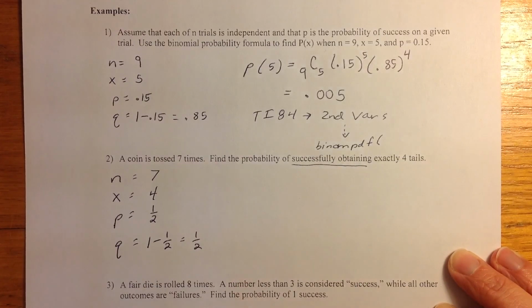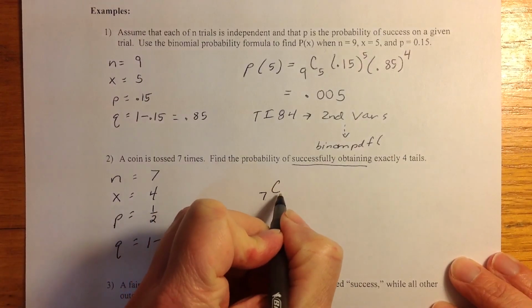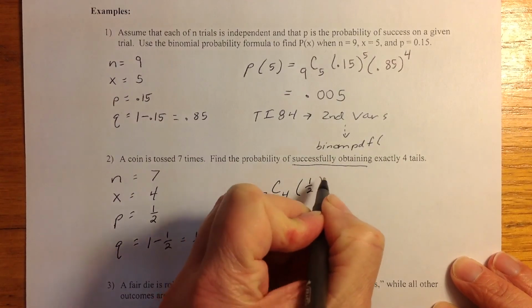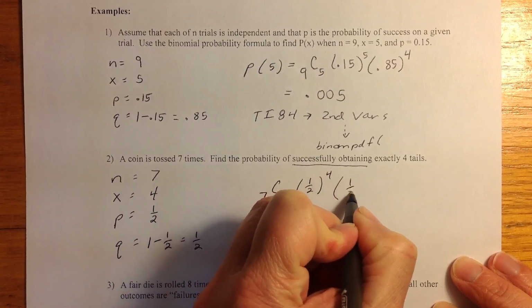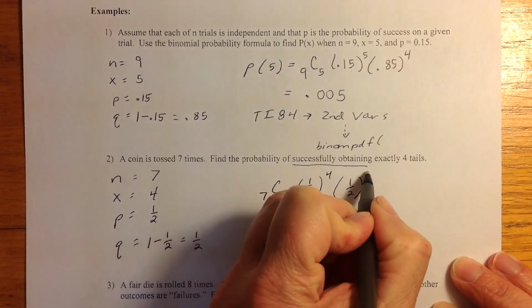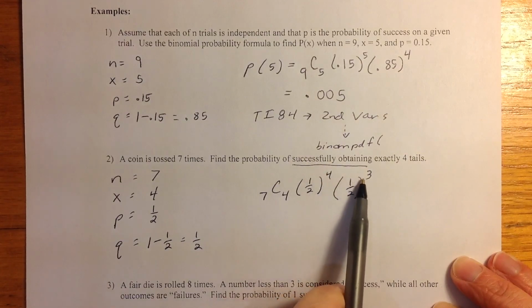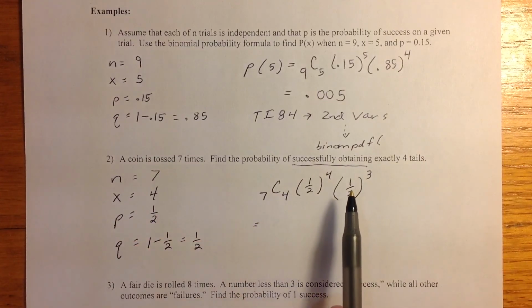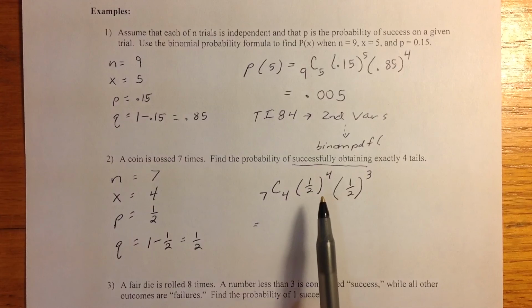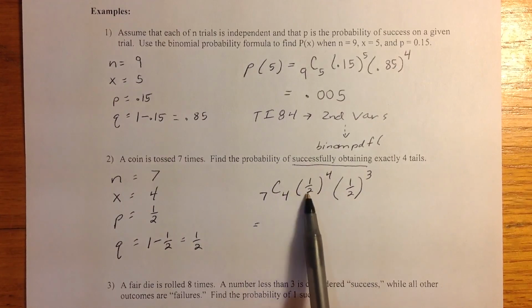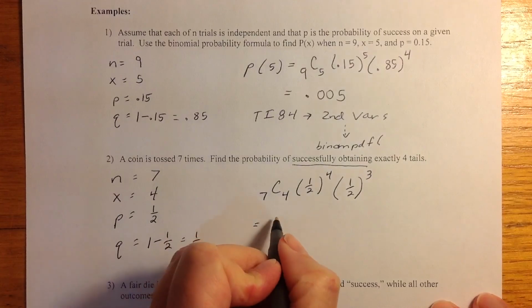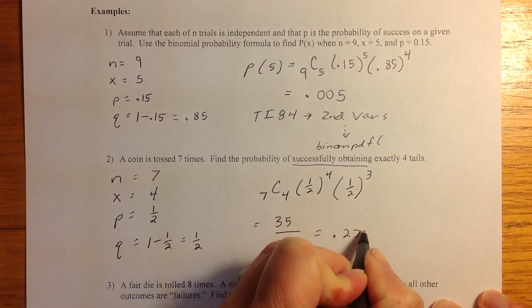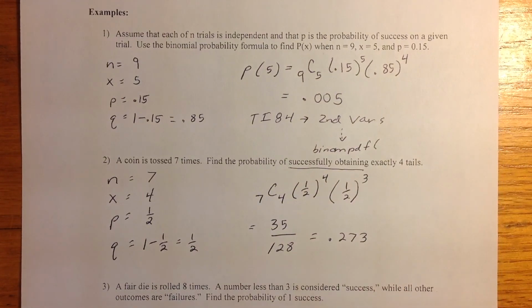So now we plug into the formula. So we do 7C4 times P to the X, so we take 1/2 to the 4th, times Q, which is also 1/2 to the N minus X, or 3. Remember, these numbers right here should add to the total number of trials. Now, either with your Texas Instrument 84 calculator or a calculator that you have to do all these pieces and multiply together, you'd get 35 over 128 or 0.273 if you're looking for a decimal.